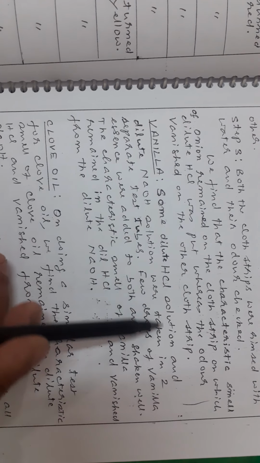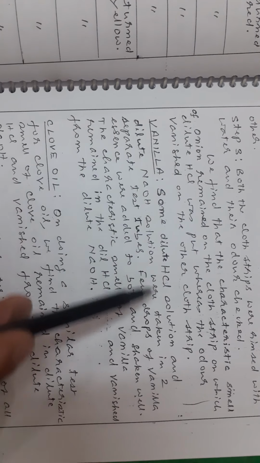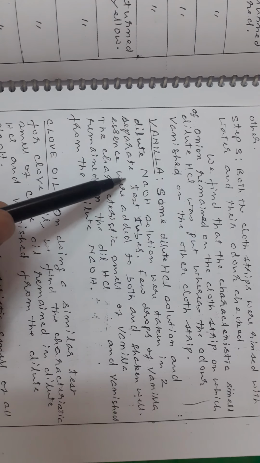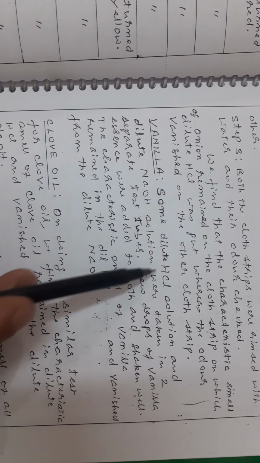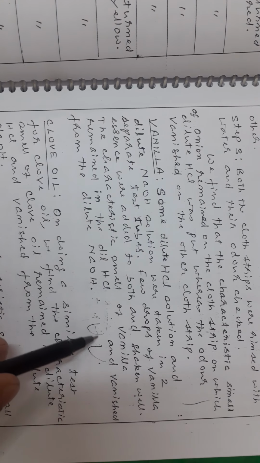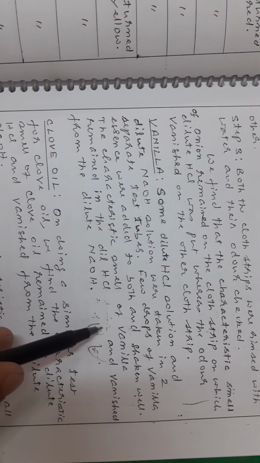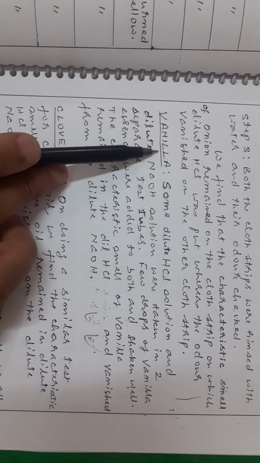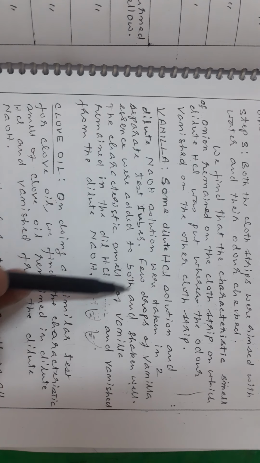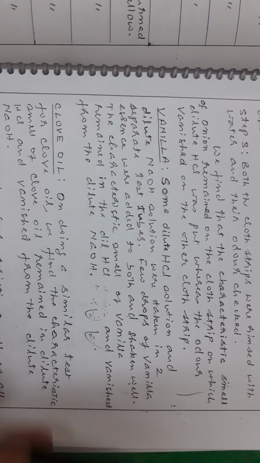Vanilla, same thing: some diluted HCl solution and diluted NaOH solution. Dilute means diluted in water, not a strong base. We take them in two separate test tubes, 5 ml of dilute HCl and NaOH. Then add 2-3 drops of vanilla. Vanilla is an essence, used for smell in food. In the acid, the original smell of vanilla is still there. But in the base, the smell disappeared.